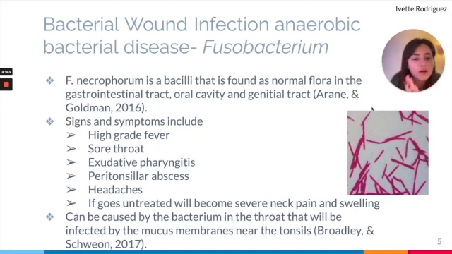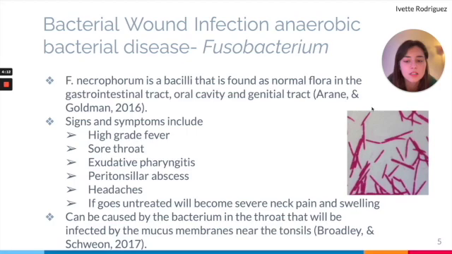I will be talking about the bacterial wound infection of anaerobic bacterial diseases, so without oxygen present, Fusobacterium. The bacteria responsible for this one is F. necrophorum, a bacillus that is found in normal flora in the gastrointestinal tract, oral cavity, and the genital tract. This infection is really rare, but is severe if it's not treated properly. It is not infectious naturally in your body. It has to be helped along by another bacteria to cause any harm.